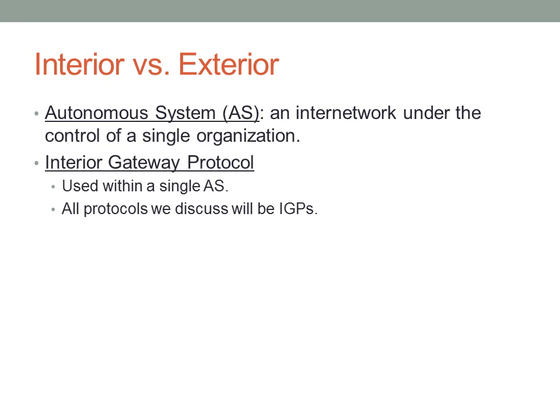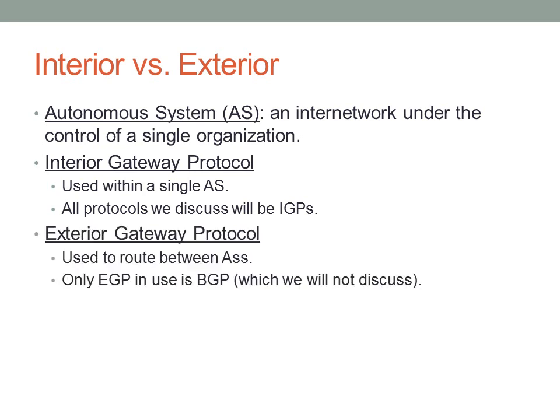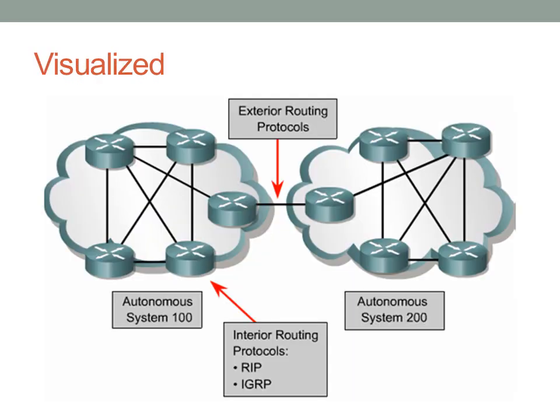So all of the protocols that we'll be discussing are IGPs. Now, there's also something called an exterior gateway protocol that's used to route between different autonomous systems. And the only exterior gateway protocol that we use today is Border Gateway Protocol, BGP. Now, that's not discussed on the CCNA, so I just wanted to mention it briefly here, but you don't need to know about BGP.